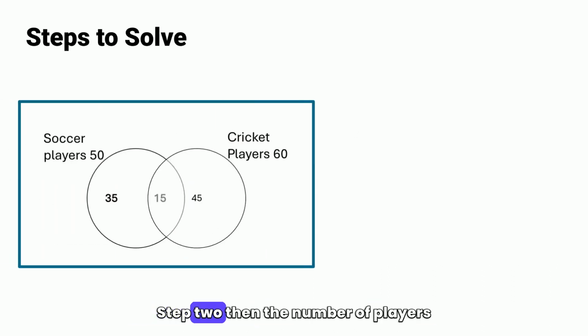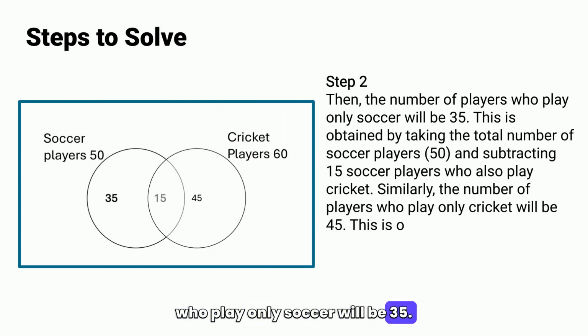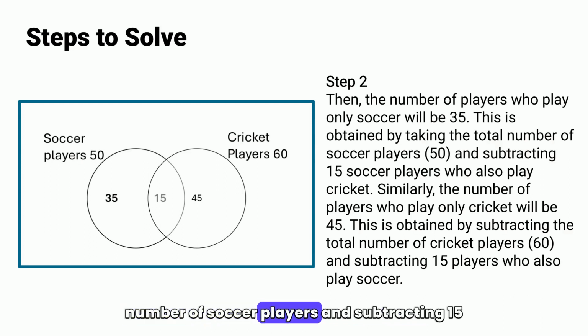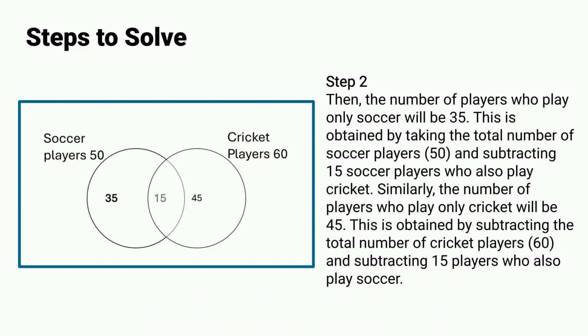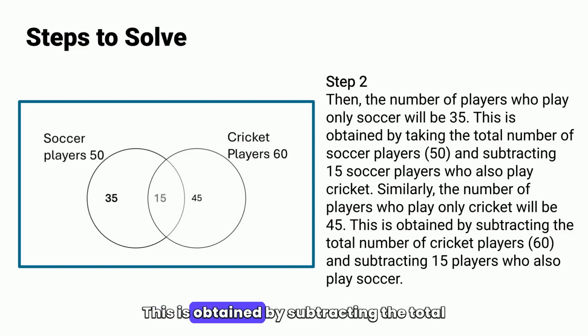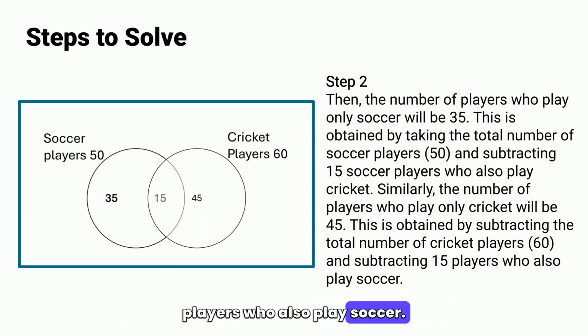Step 2. Then, the number of players who play only soccer will be 35. This is obtained by taking the total number of soccer players, 50, and subtracting the 15 soccer players who also play cricket. Similarly, the number of players who play only cricket will be 45. This is obtained by taking the total number of cricket players, 60, and subtracting the 15 players who also play soccer.